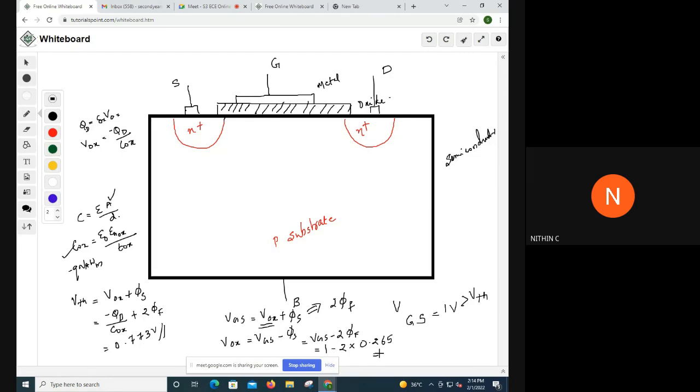Yes, 0.47 volt. That is the voltage dropped across the oxide.